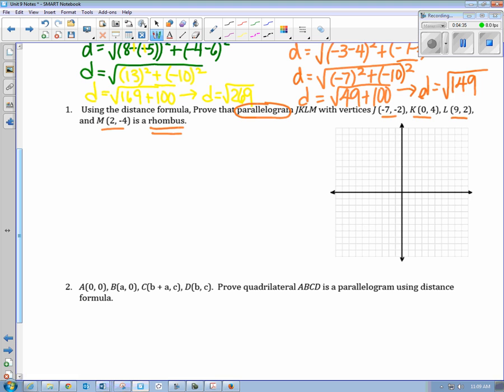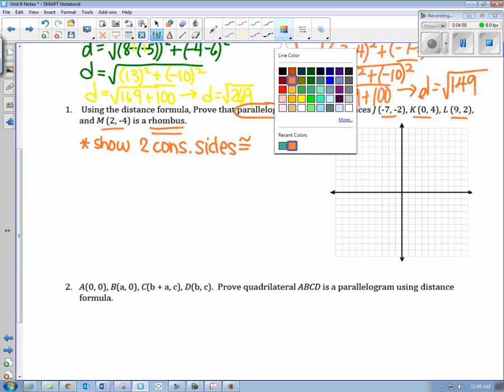One of the ways to prove a parallelogram is a rhombus is to show that two consecutive sides are congruent to each other. So I'm going to show two consecutive sides congruent. So the first thing I'm going to do is I'm going to go in and I'm going to plot these points and get a visual of what's going on with my parallelogram.